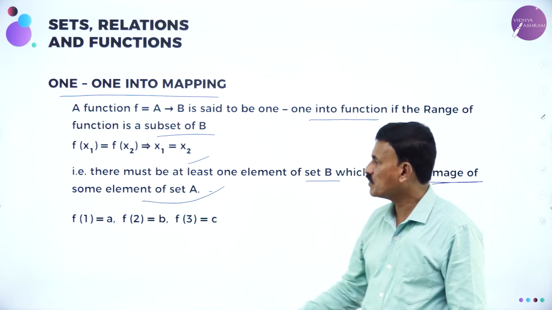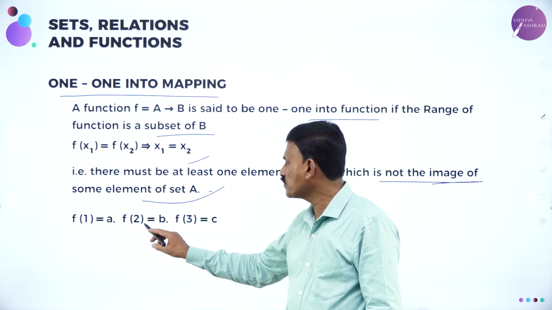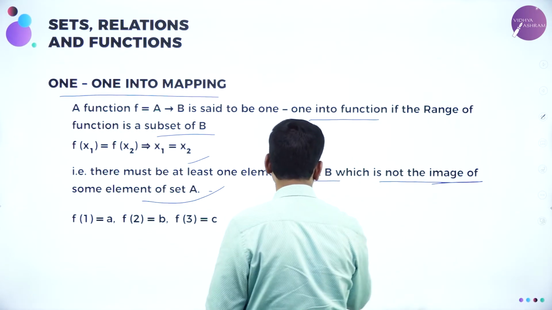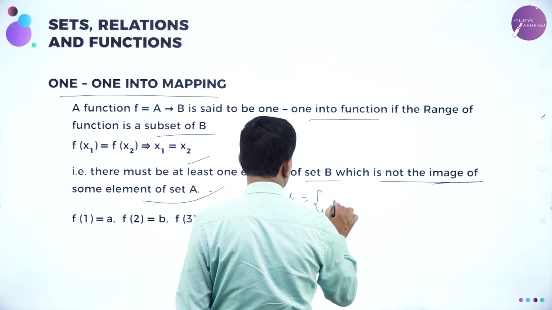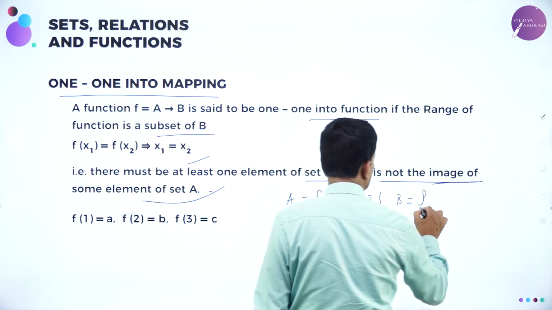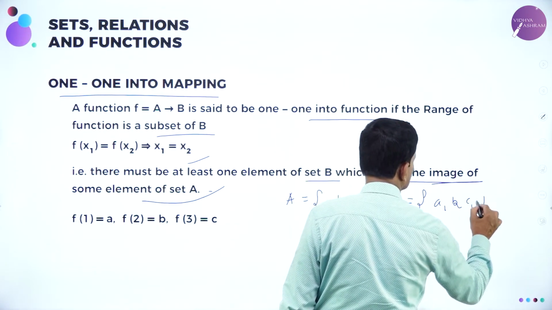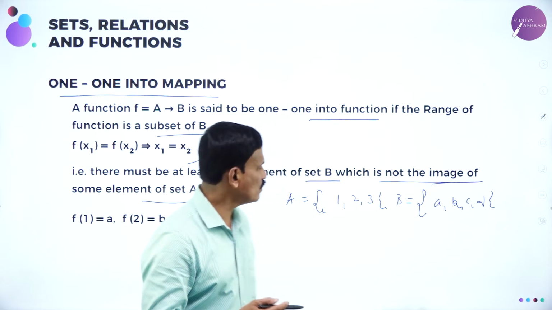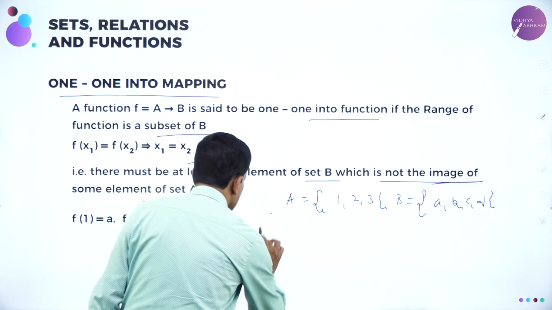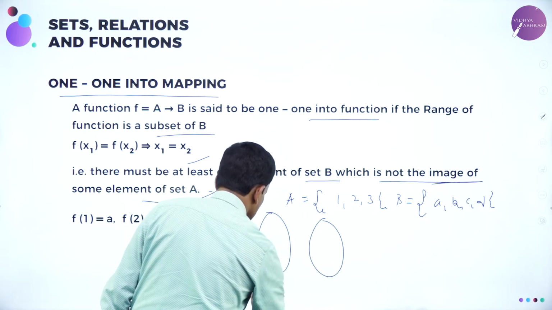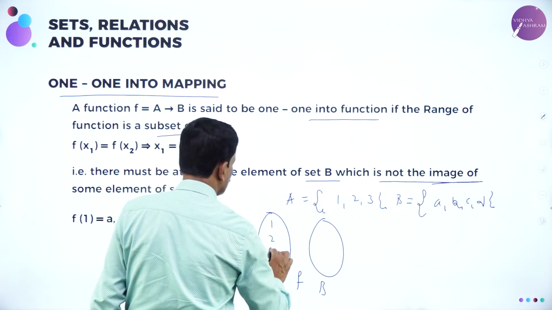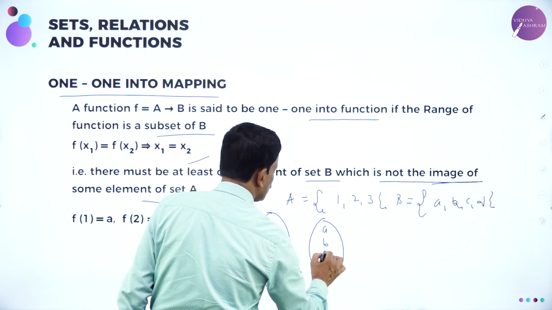Let us consider an example. If A is equal to {1, 2, 3} and B is equal to {a, b, c, d}. Now let us write the function. This is A and B. f from A to B is a function. What are the elements? 1, 2 and 3 here, and a, b, c, d.